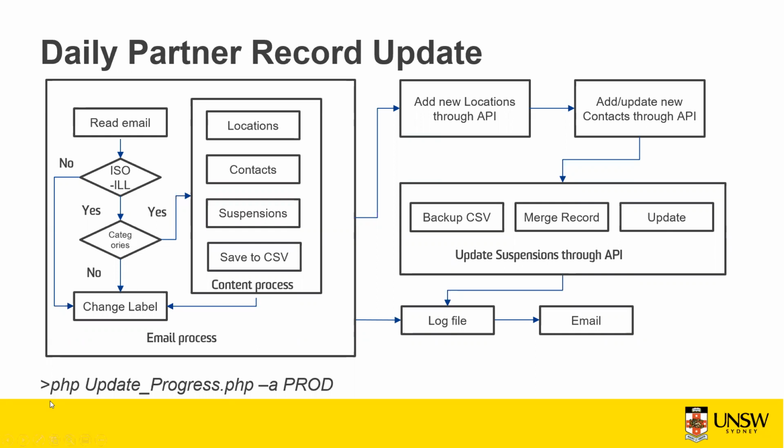And to run this script, just simply type this command. This one will also run the script and update the data to the Alma production. And if you want to try in UAT, just put UAT here.